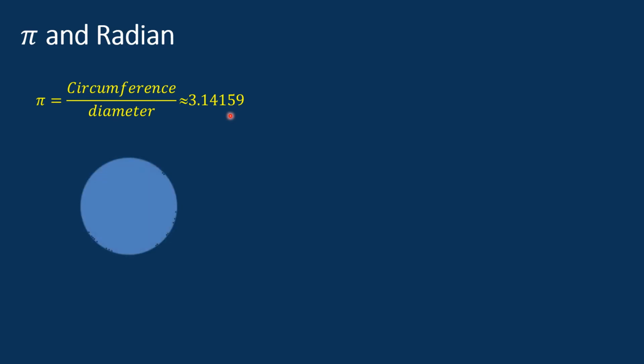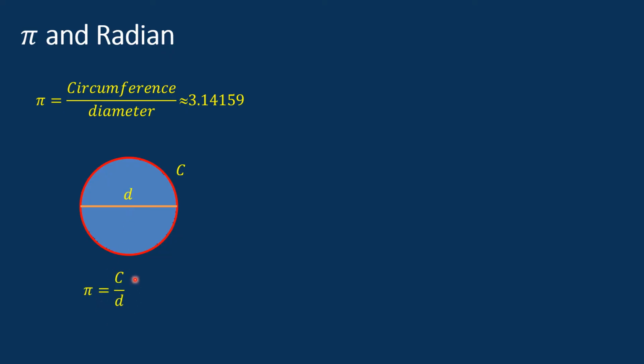Pi and radian. Pi is a mathematical constant representing the ratio of a circle's circumference to its diameter. It is approximately equal to 3.14159. For example, let's say the circumference of this circle is equal to c and the diameter is d. Pi is equal to the ratio of c to d, or c over d.